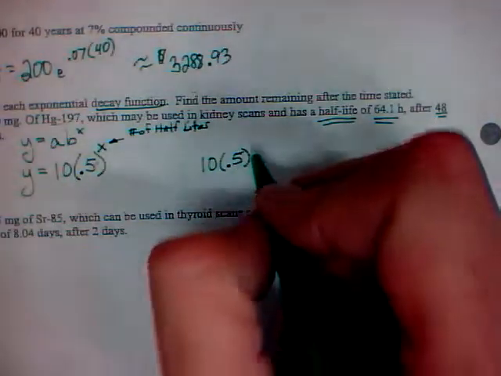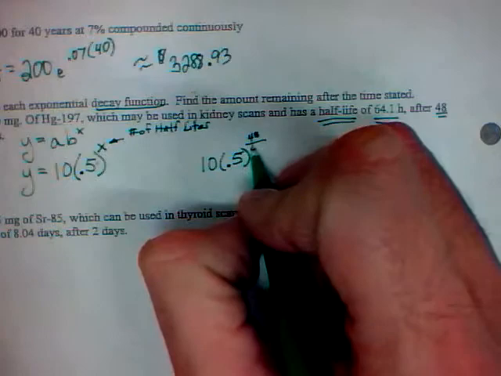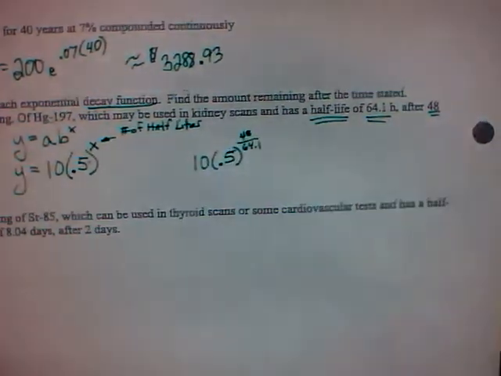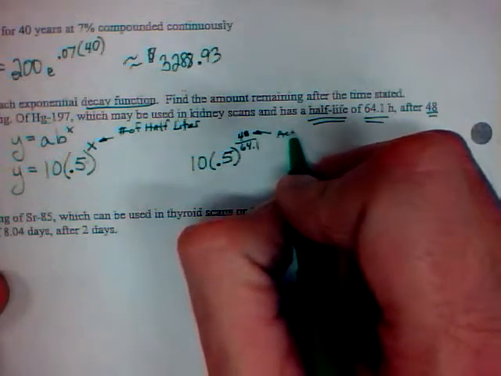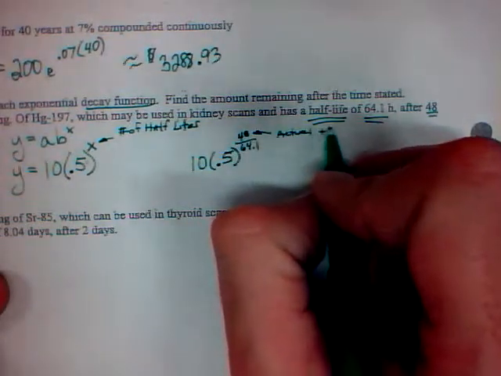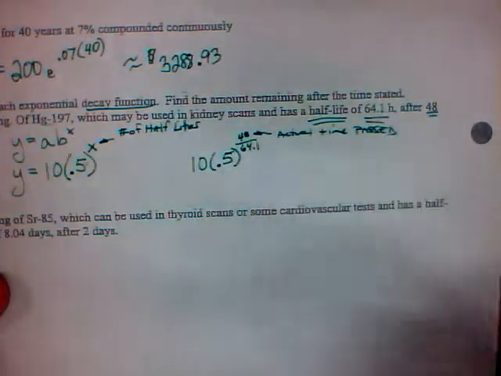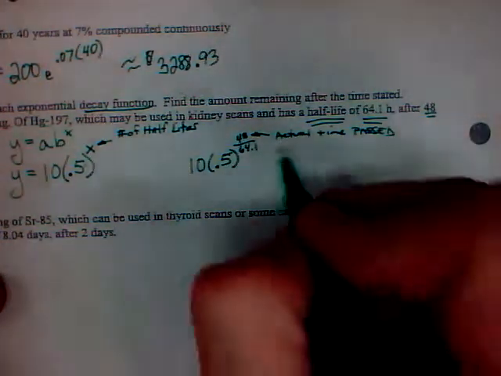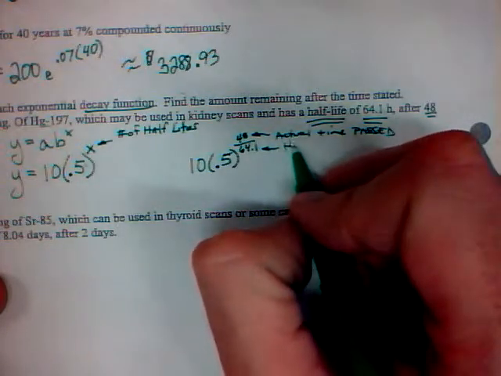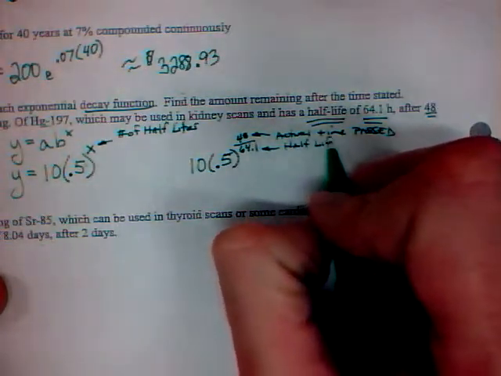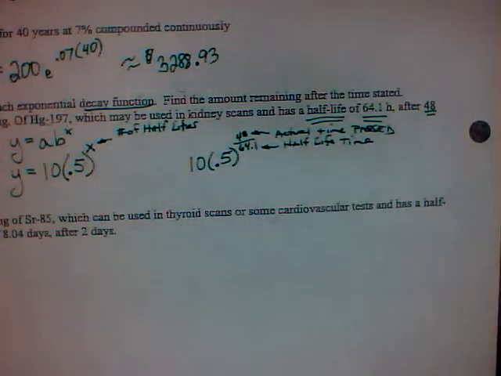So instead, we have a fraction of a half-life. So this is going to be 48 over 64.1. The top number here represents the actual time passed. That's the actual time passed. And the bottom number in your power represents the half-life time. That's the half-life time.